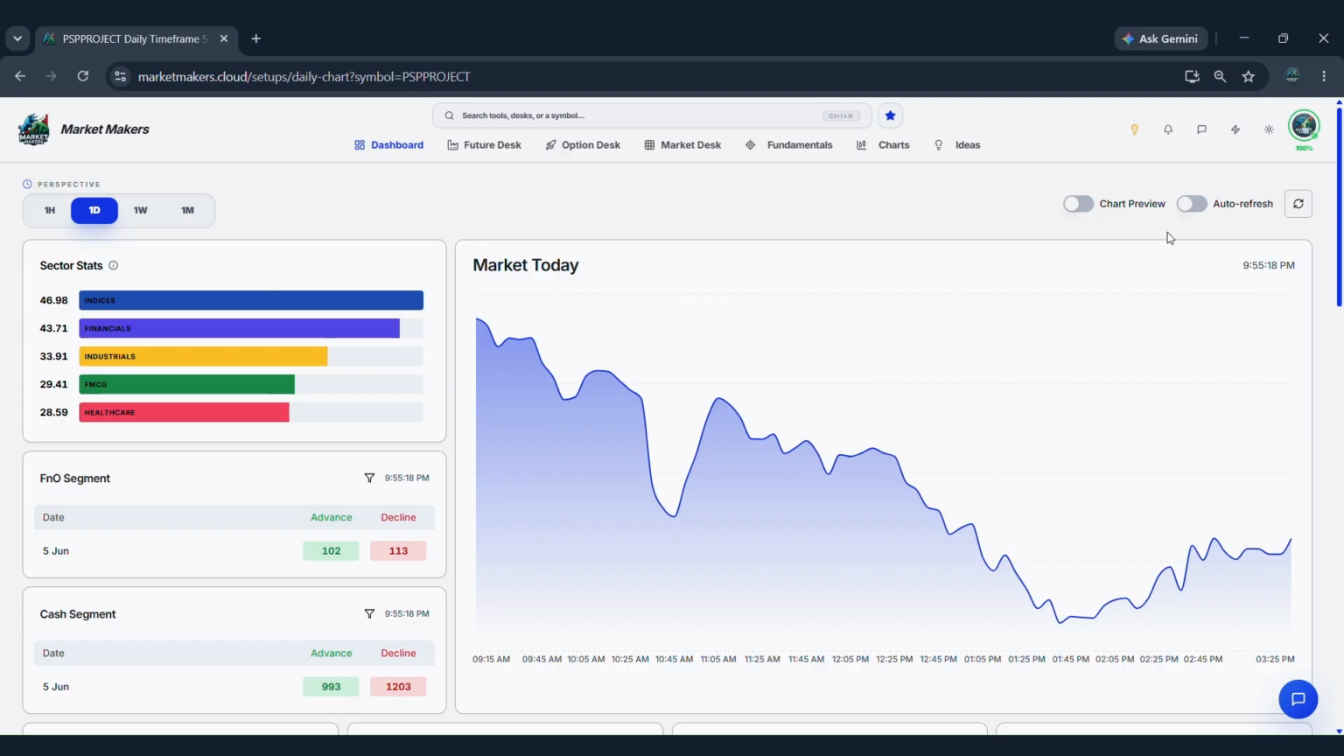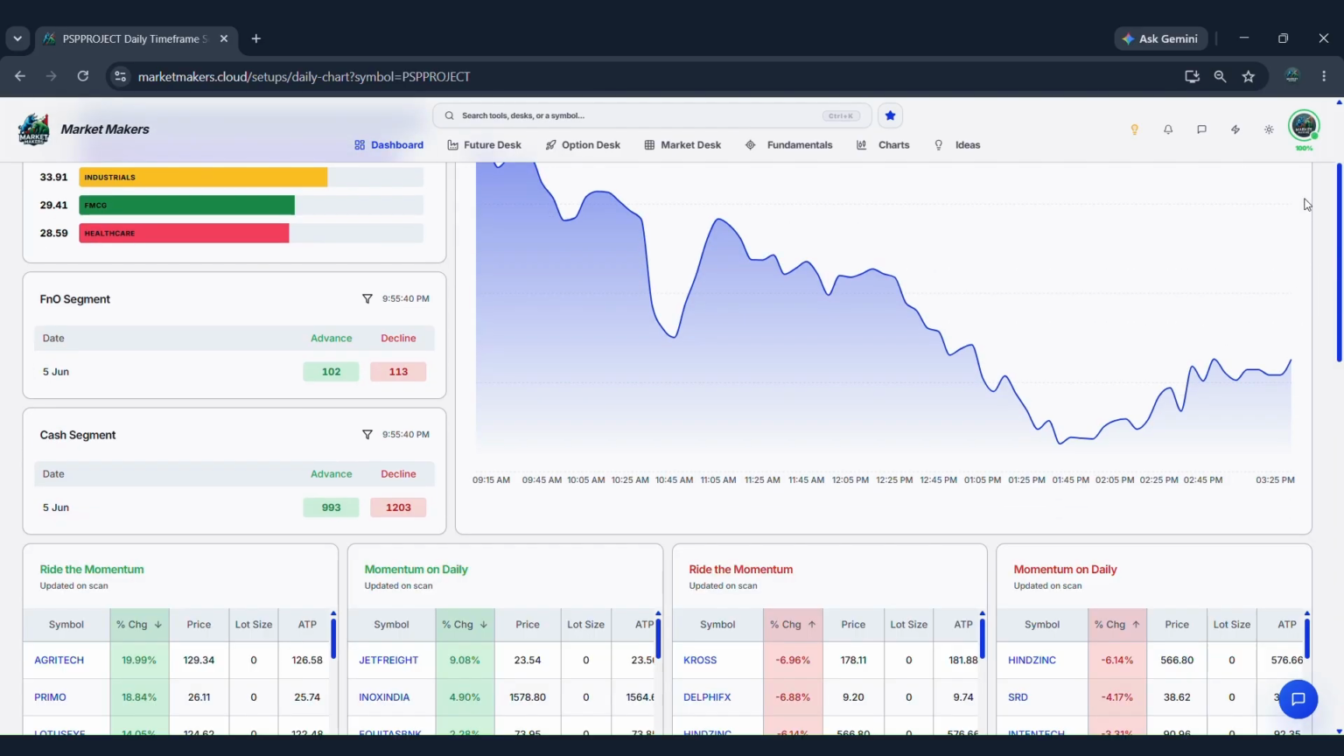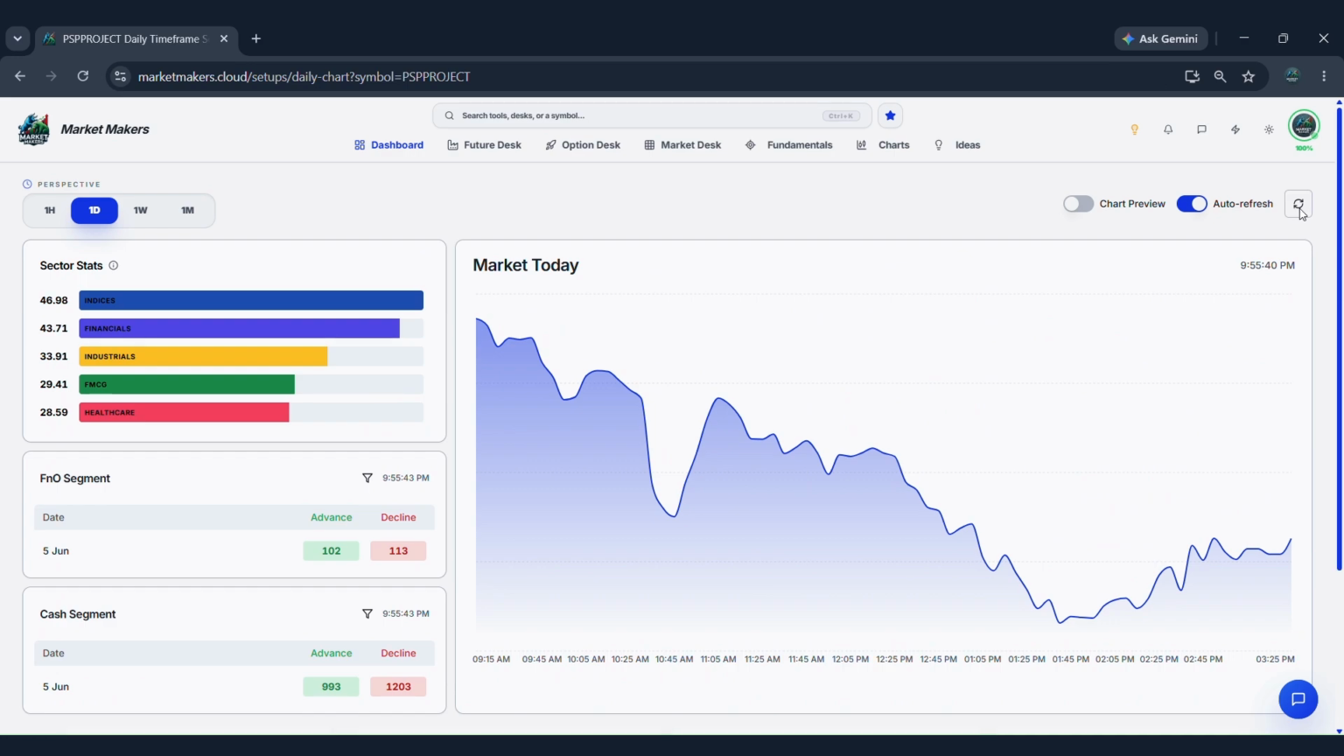Now, if you look on the right side, you can see auto refresh and chart preview. Let's understand both. Auto refresh automatically refreshes your trading cockpit every 30 to 60 seconds so you stay updated with live market movement. You don't need to manually reload data again and again. The market changes every second, and this helps you stay synced with it.